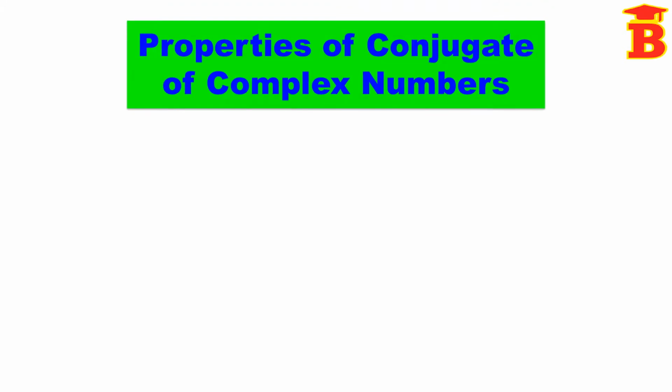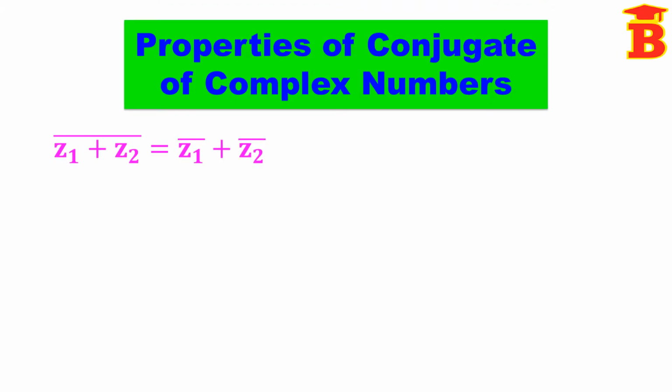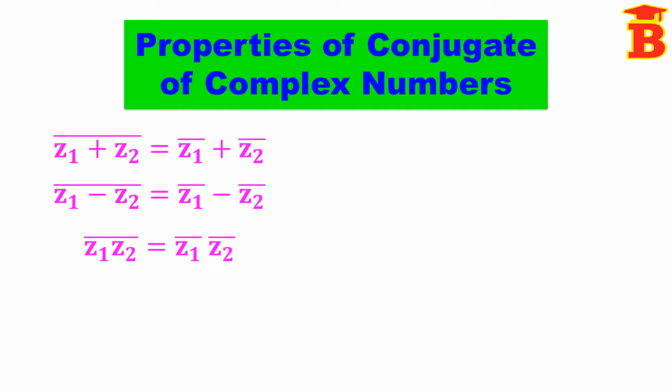Let us learn the properties of conjugate of complex numbers. Z1 plus Z2 whole bar equal to Z1 bar plus Z2 bar. Z1 minus Z2 whole bar equal to Z1 bar minus Z2 bar. Z1 into Z2 whole bar equal to Z1 bar into Z2 bar. Z1 divided by Z2 whole bar equal to Z1 bar divided by Z2 bar.